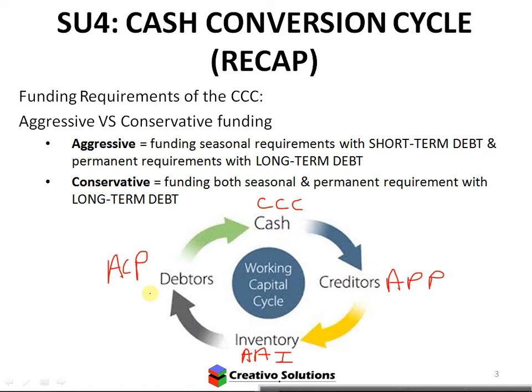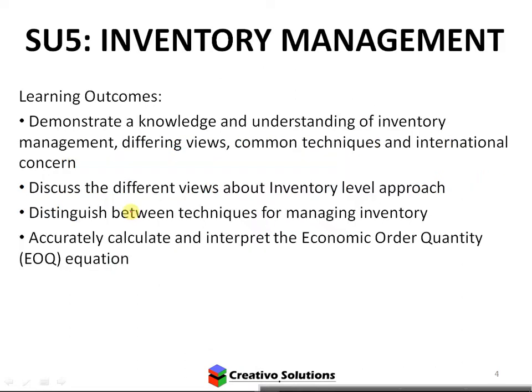Okay, my current assets: cash is a current asset, debtors is a current asset, inventory is a current asset. Creditors is a current liability. Right, so those 4 components, current assets and liabilities, make up your working capital.